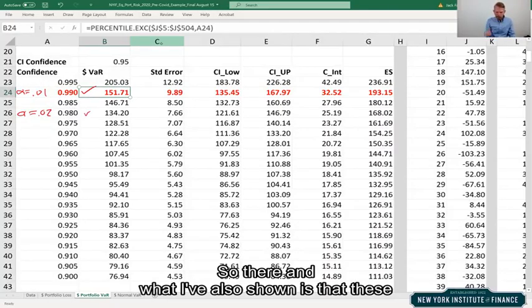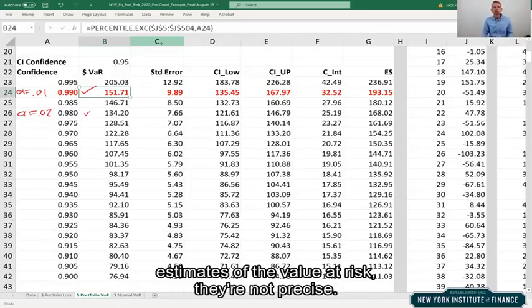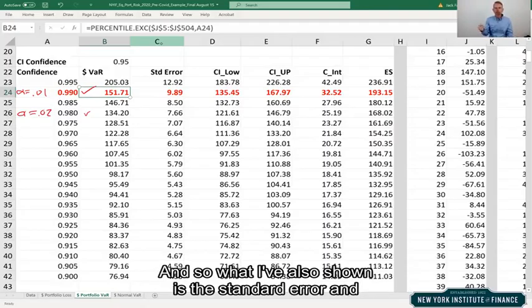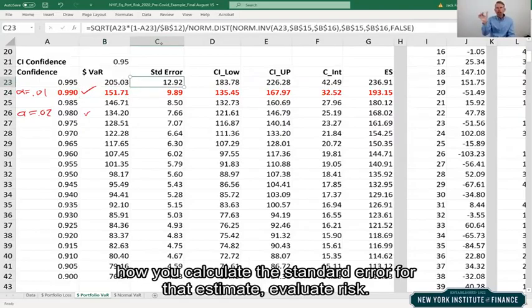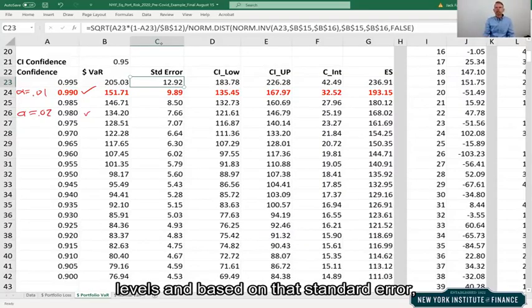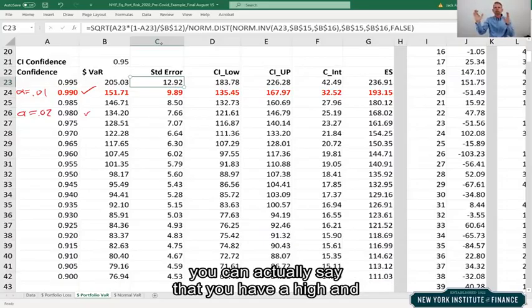And what I've also shown is that these estimates of the value at risk are not precise. Once again, these are statistical estimates and they have a certain error. So I've also shown the standard error and how you calculate the standard error for that estimate of value at risk. I've calculated that for each of the confidence levels, and based on that standard error, you can say that you have a high and a low range.